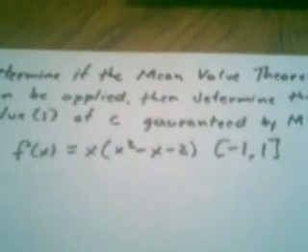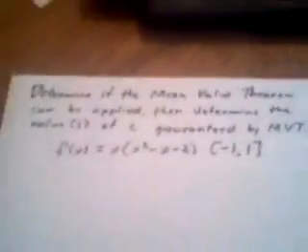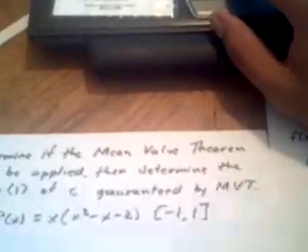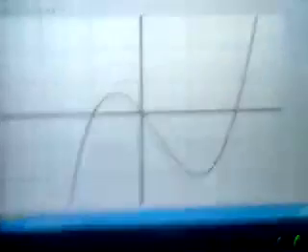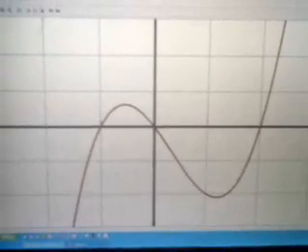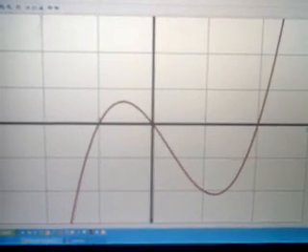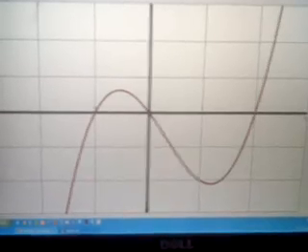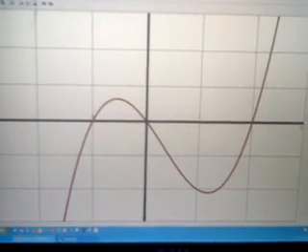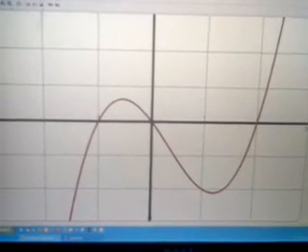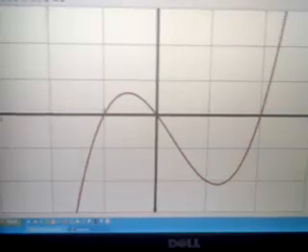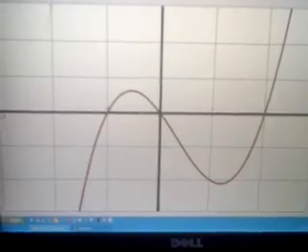In order to determine, first of all, if the mean value theorem can be applied, we're going to take a look at the graph of the function to see if it is continuous and differentiable. Here is the graph of our function. There are no sharp turns and there are no jumps. So therefore we're going to say this function is continuous and differentiable, and the mean value theorem must apply. So what we're looking for is a point on this graph where the slope of the secant line equals the slope of the tangent line.